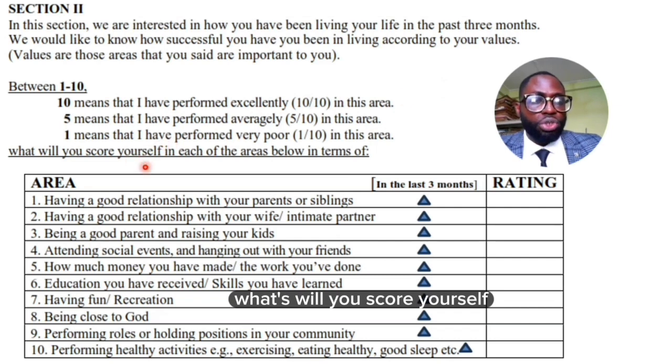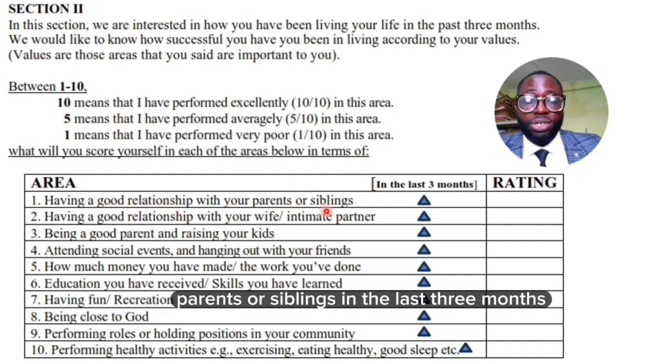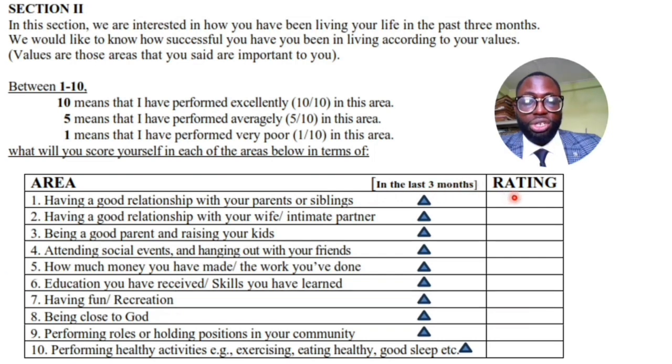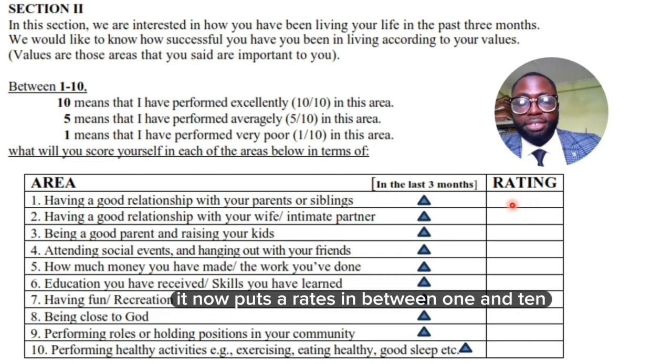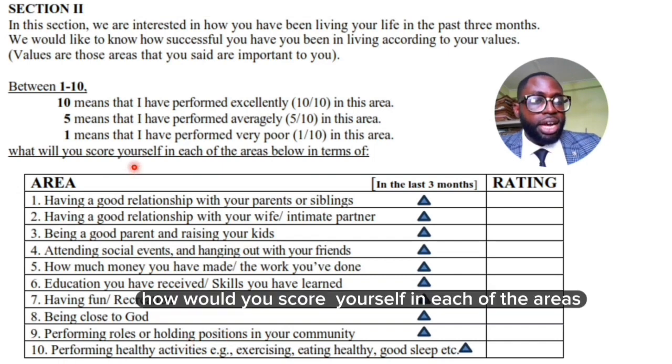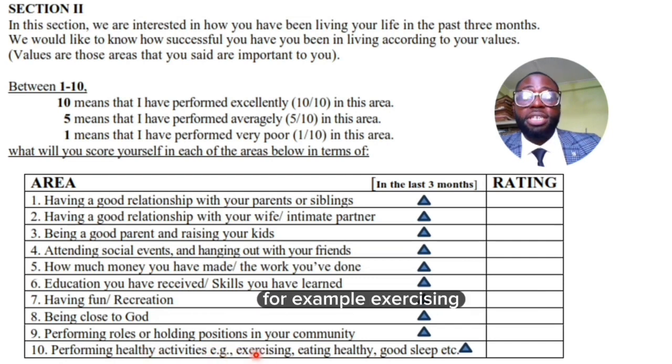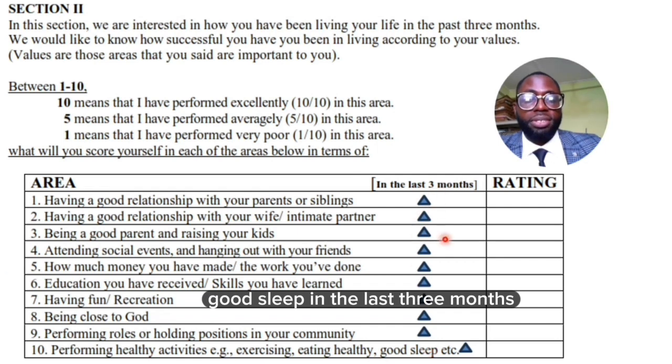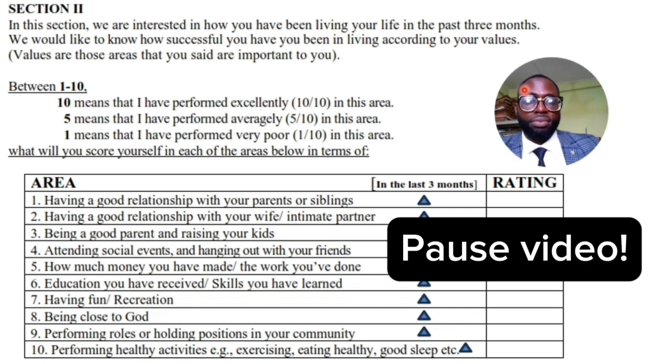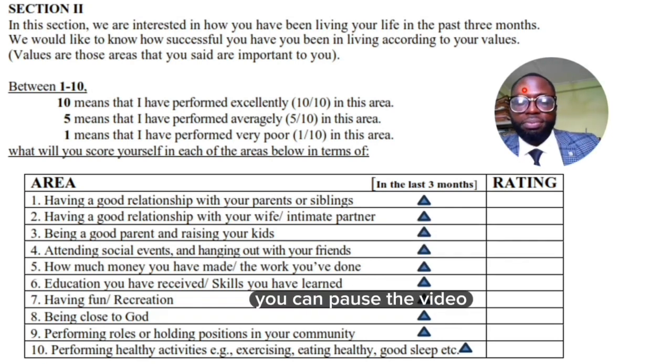What will you score yourself in each of the areas below in terms of, number 1, having a good relationship with your parents or siblings in the last 3 months. You now put a rating between 1 and 10. And the last is, how would you score yourself in each of the areas in terms of performing healthy activities, for example, exercising, eating healthy, good sleep in the last 3 months? So you have 1 minute to rate yourselves. You can pause the video at this point and finish the rating.